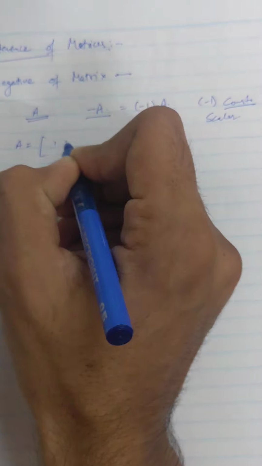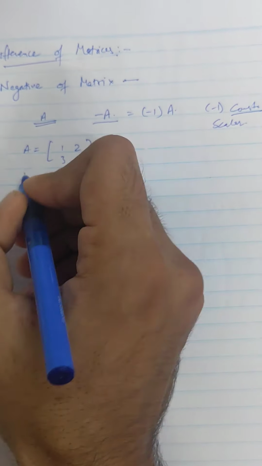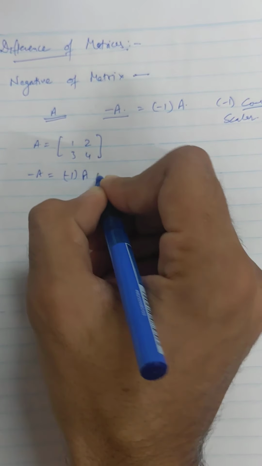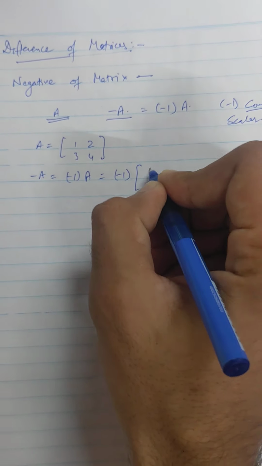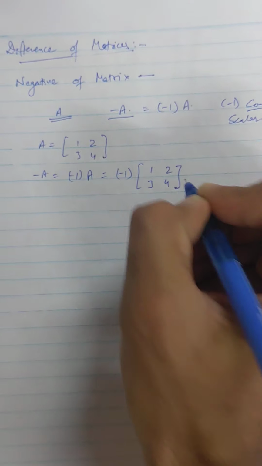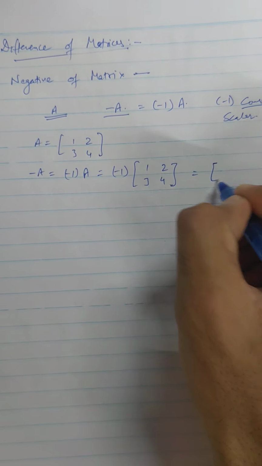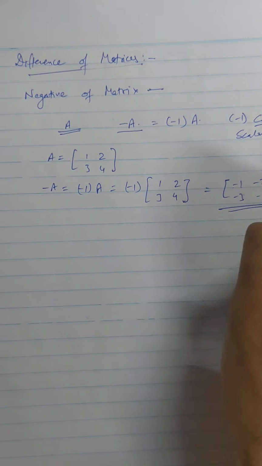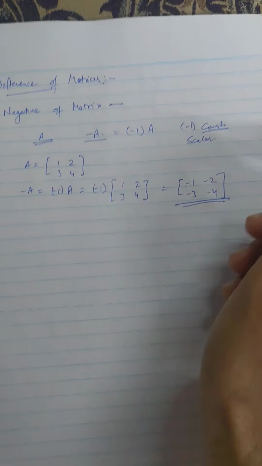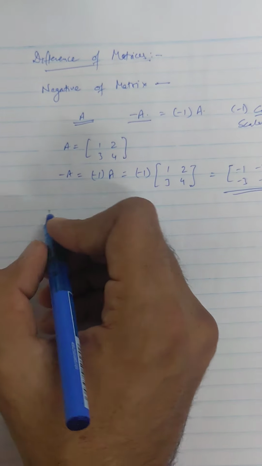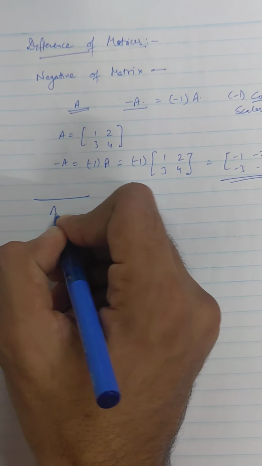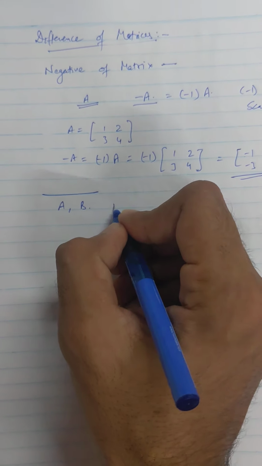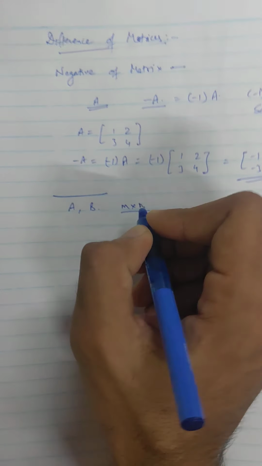Suppose A is 1, 2, 3, 4, then minus A will be equal to minus 1 into A, that is equal to minus 1 into 1, 2, 3, 4. This is equal to minus 1, minus 2, minus 3, minus 4. This is the negative of A. So now the difference: suppose there are two matrices A and B of the same order. They must be of the same order, that is m cross n.